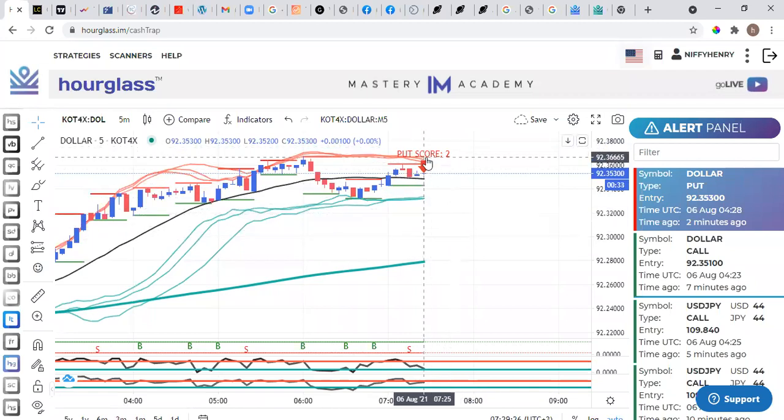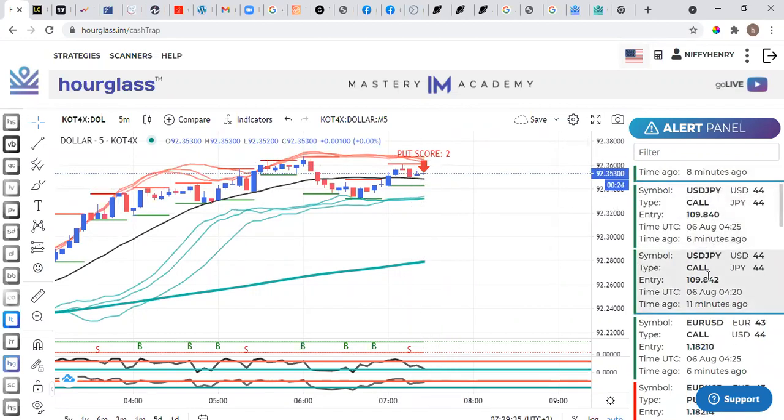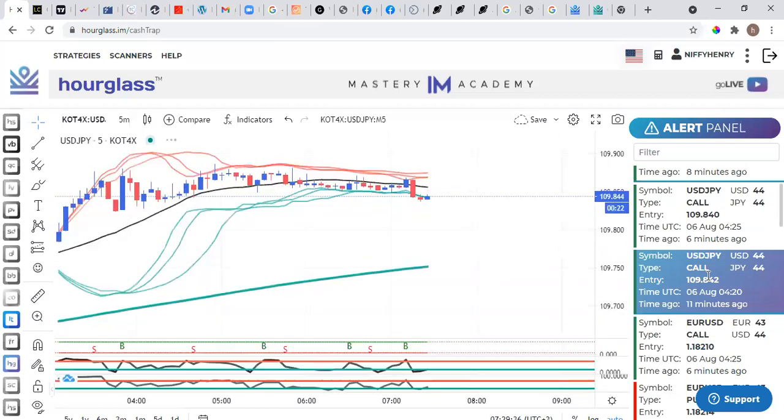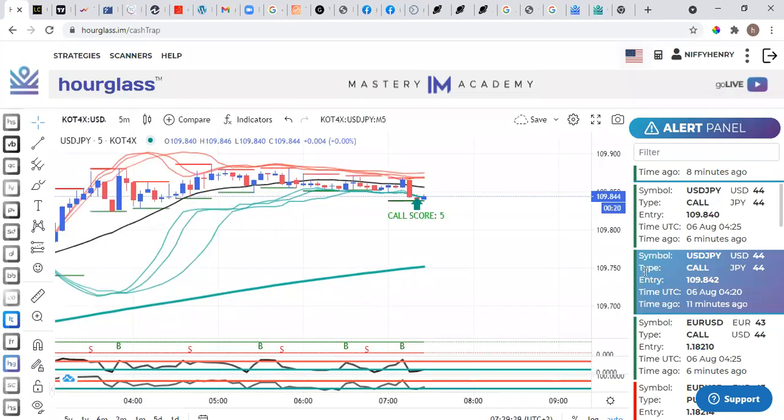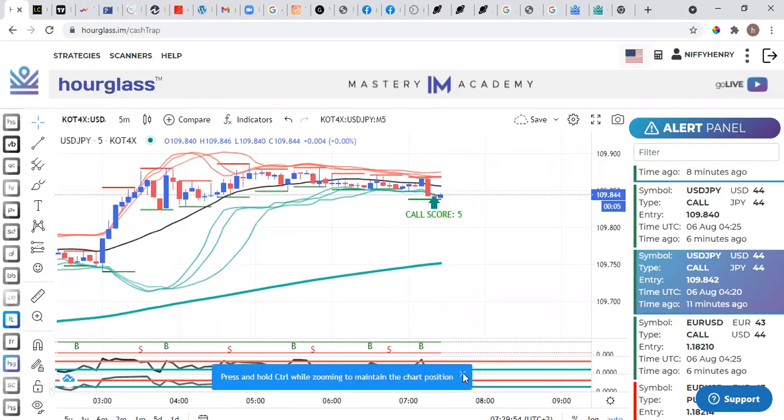Okay, so you can see the score. You can see put score 2 is a low score. Let me pick a real currency. Yeah, this is a good score now. 5 points. It's giving you a 5-point confirmation. So it does the confirmation for you, it checks some indicators for you.